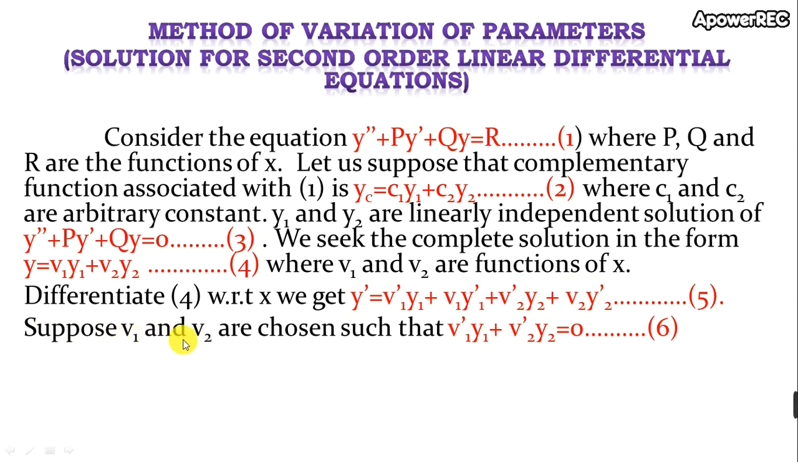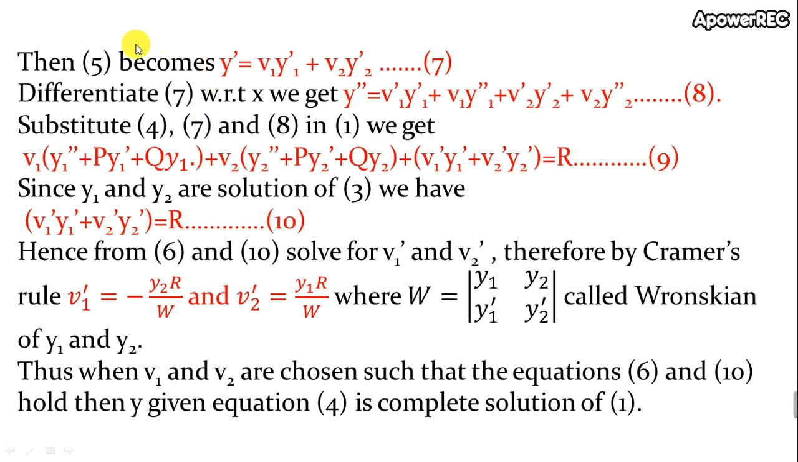Suppose v1 and v2 are chosen such that v1 dash into y1 plus v2 dash into y2 is equal to 0. We choose v1 and v2 such that they satisfy the condition v1 dash into y1 plus v2 dash into y2 equals 0. I denote that as equation 6. Then equation 5 becomes y dash is equal to v1 into y1 dash plus v2 into y2 dash. I denote this as equation 7.